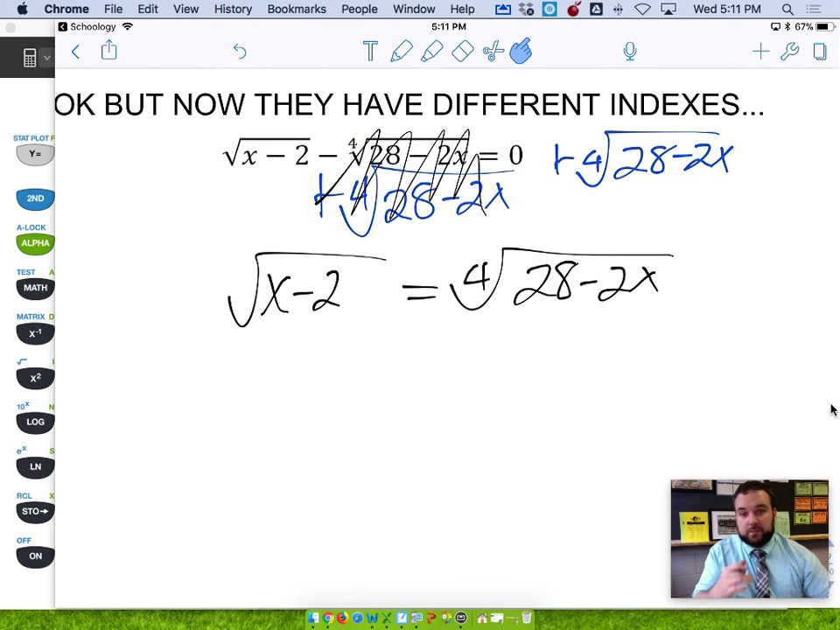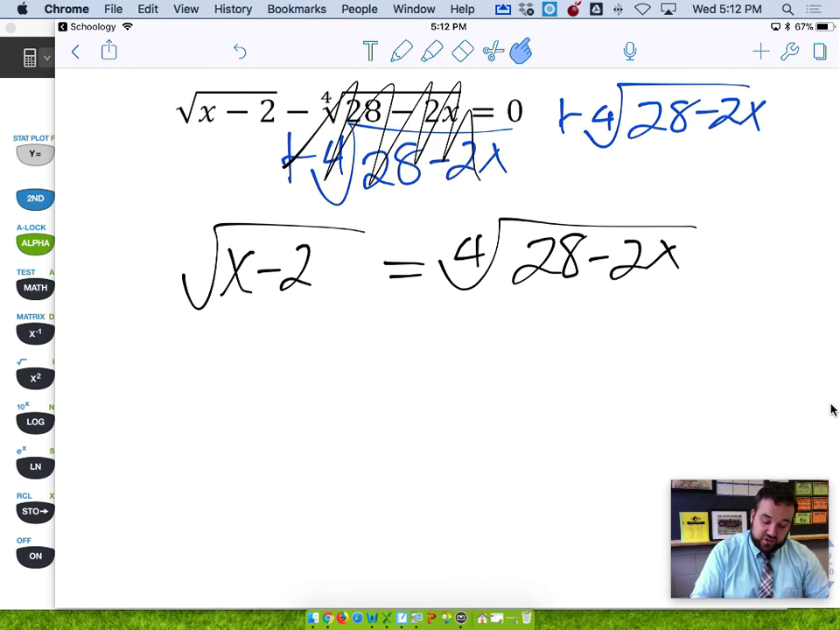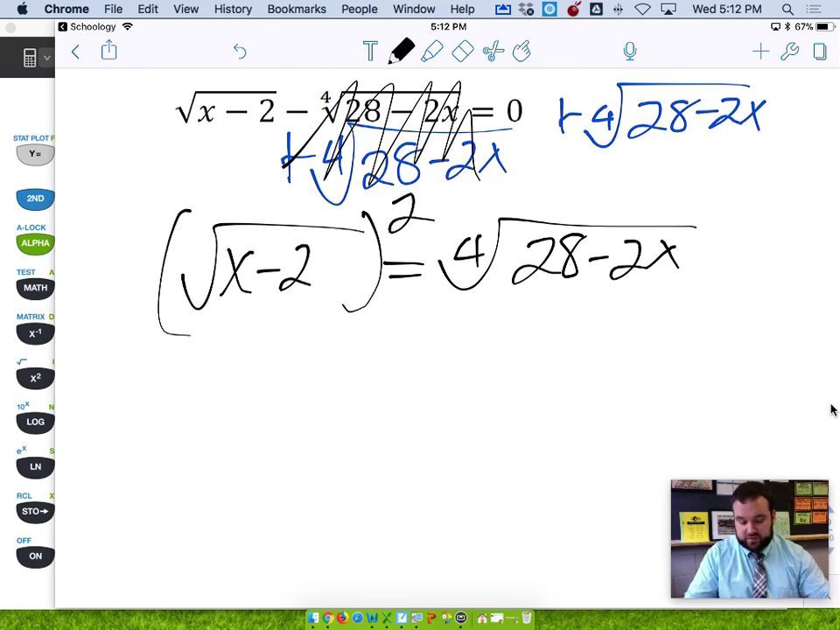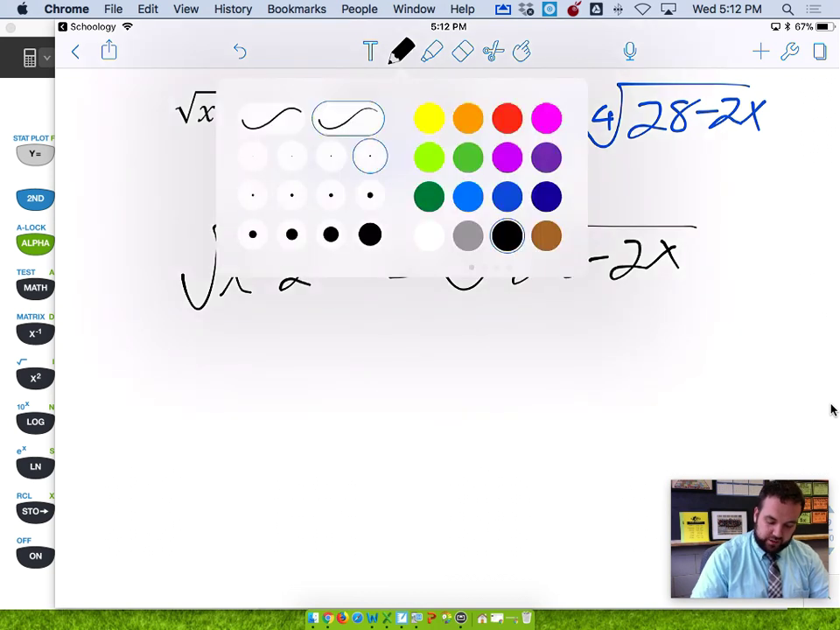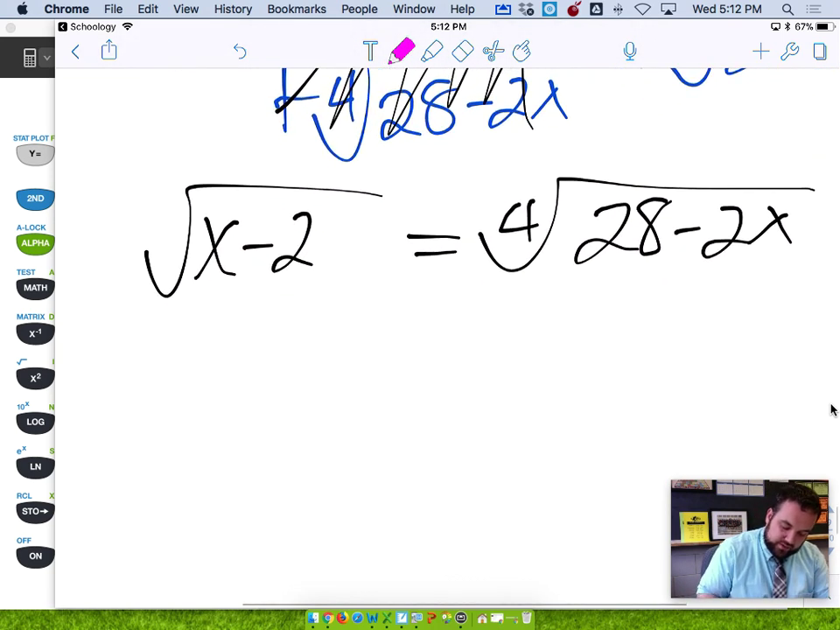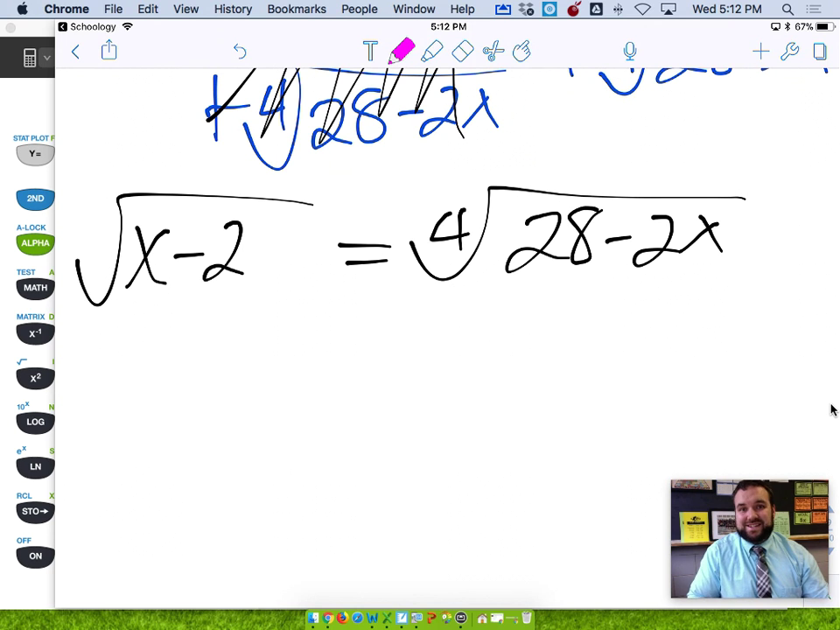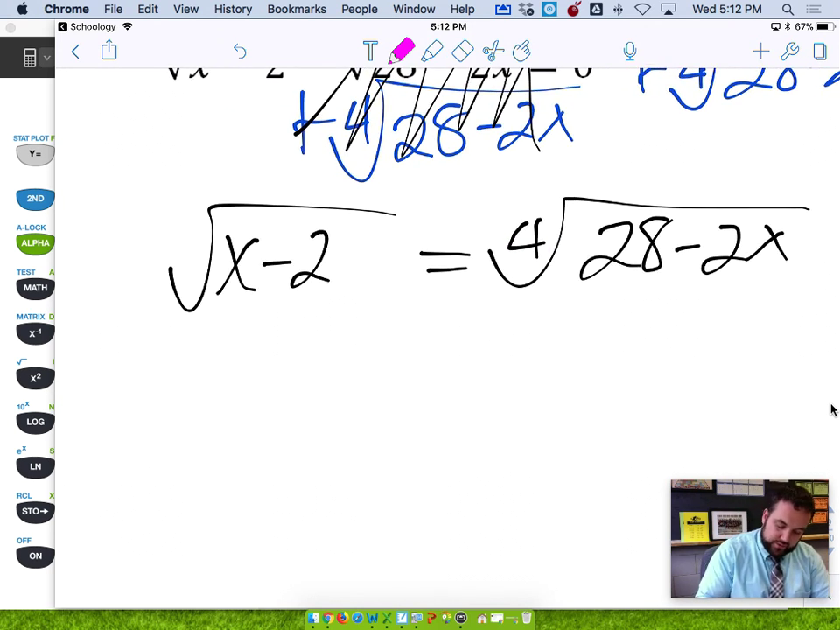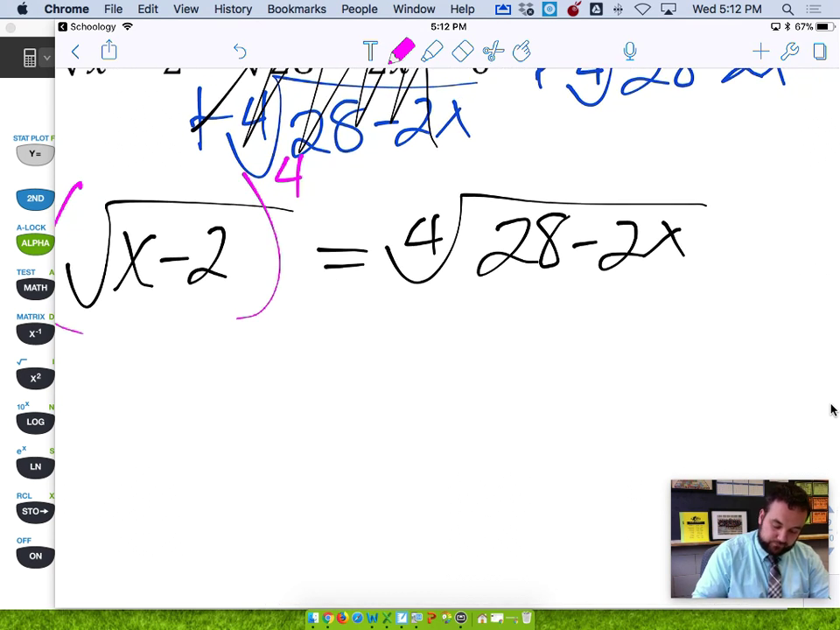Okay. At this point, I could square both sides of the equation. If I squared this side, that'd be awesome, because then I'd get rid of the square root. The problem is if I square the right side, that doesn't completely cancel out the fourth root. So that's not the play that I want to make here. What I'm going to do instead is look at whatever the biggest index is. In this case, the largest index in the problem is 4. So I'm going to go ahead and raise both sides of this to the 4th power.